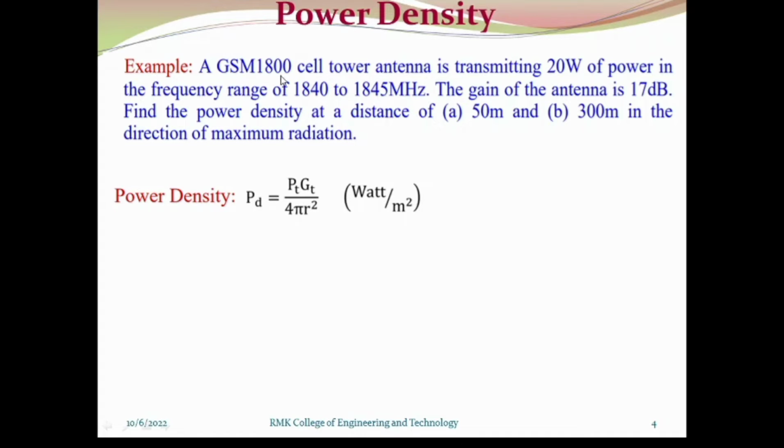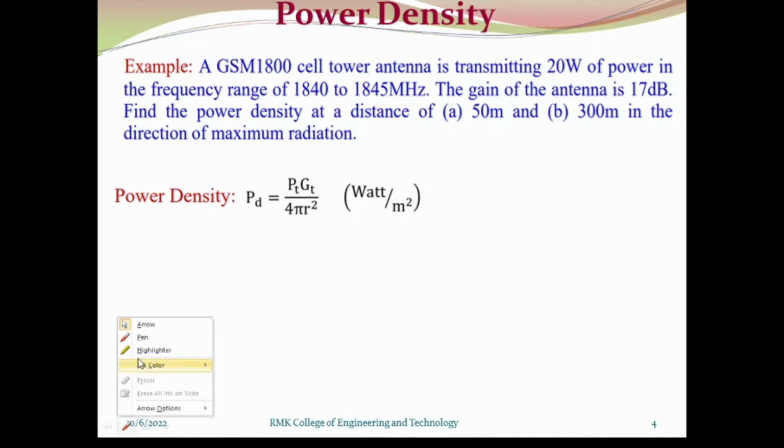So here they have given a GSM tower transmitting 20 watts of power in the band 1840 to 1845 megahertz. The gain of the antenna is 17 dB. We have to calculate the power density. If the distance between the transmitter and receiver is 50 meters, what will be the power density? If the distance is 300 meters, what is the power density? That we have to calculate, right?